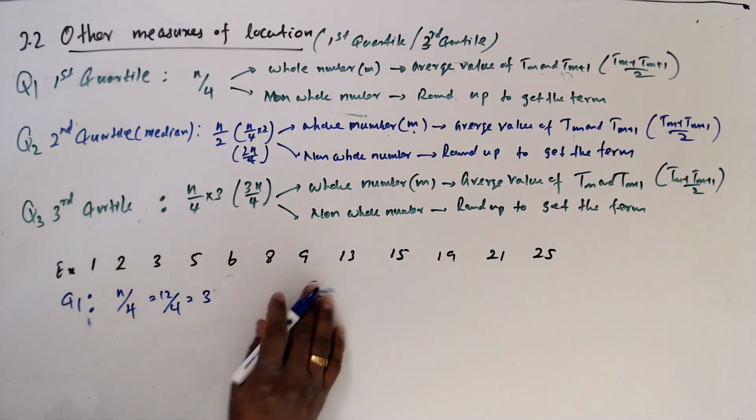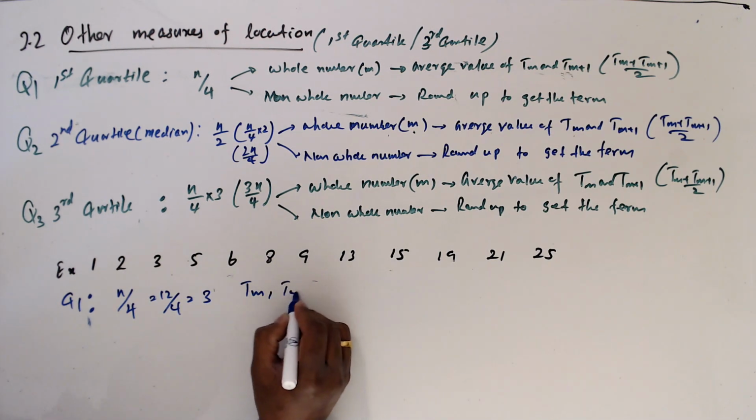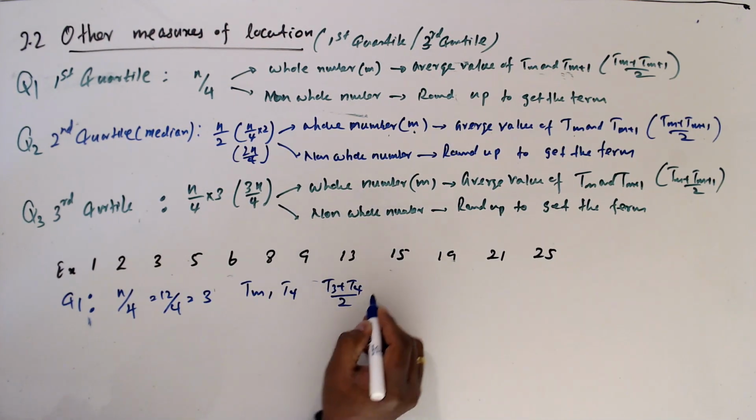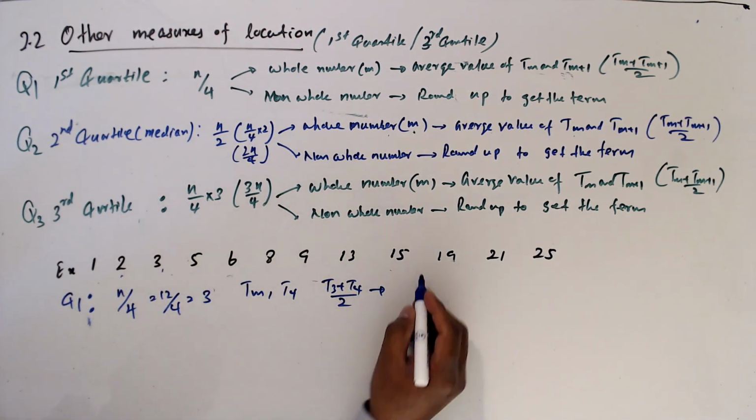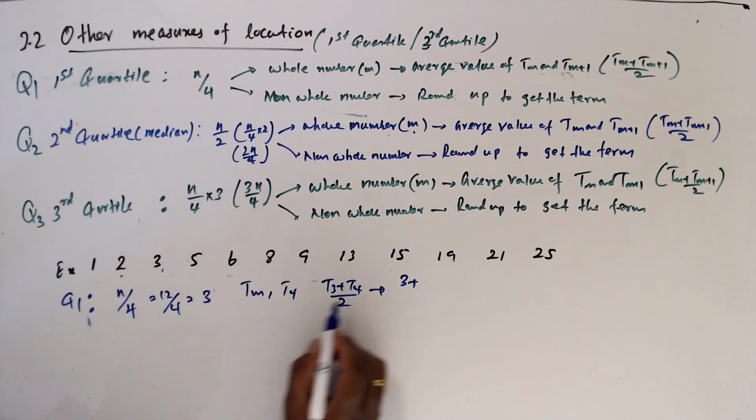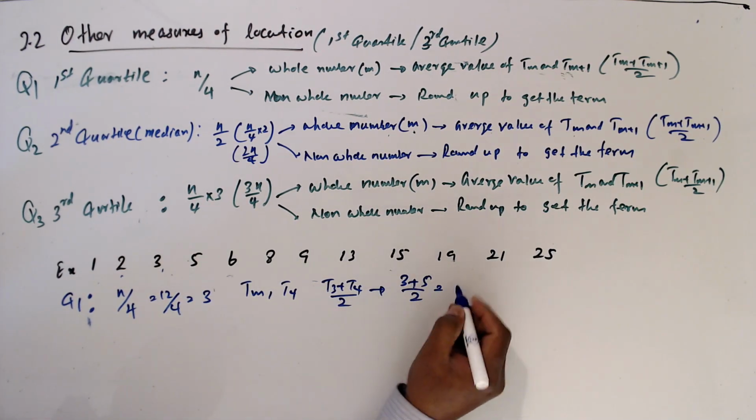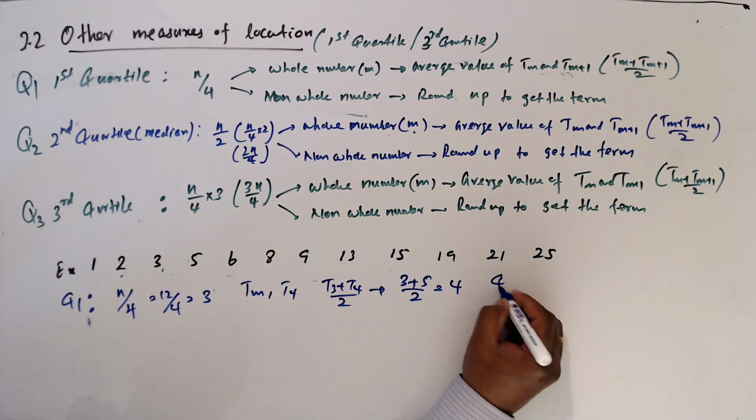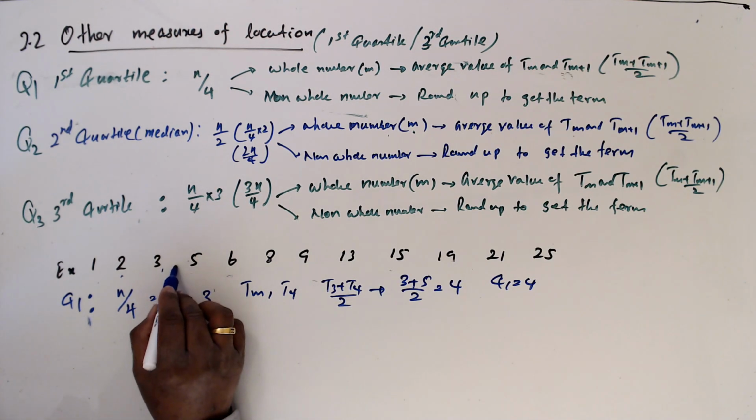It means third term T3 and the other term T4, and we want to get the average of this one. So T3 plus T4 divided by 2. So what is T3? 1, 2, 3. T3 is 3. T4, 1, 2, 3, 4, 5. Divide by 2, 8 divided by 2, that is 4. So Q1 is 4. That 4 value is not in the data, but that is the value Q1.